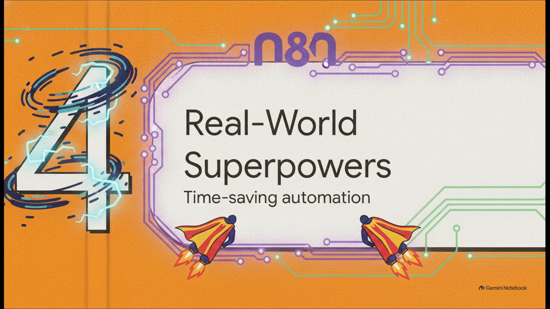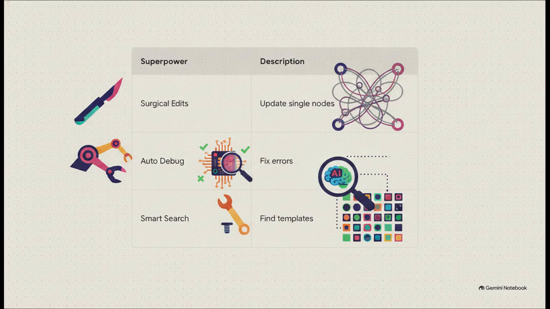All right, Section 4, Real-World Superpowers. Let's see what this actually lets you do. n8n-MCP turns workflow maintenance into an absolute breeze. Instead of forcing the AI to hallucinate and rewrite an entire massive workflow just to tweak one tiny detail, it uses what are called surgical edits. It updates only the specific node you need, which saves a massive amount of AI tokens and time.